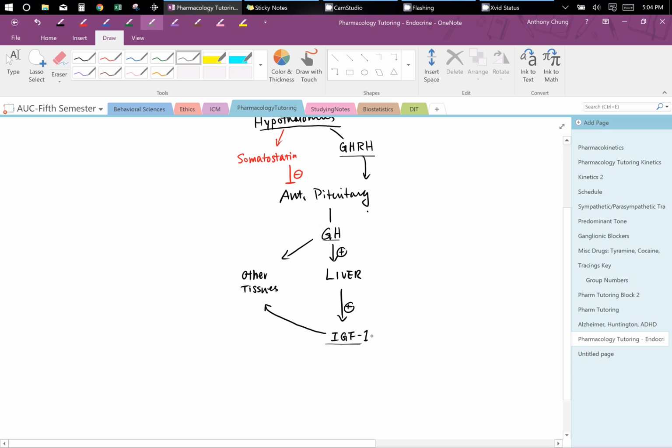So to grow, you're going to need more glucose in the blood, so it's going to increase glucose in blood, and it's going to increase fatty acids in blood. And this is also going to increase the protein uptake into cells and increase protein synthesis.